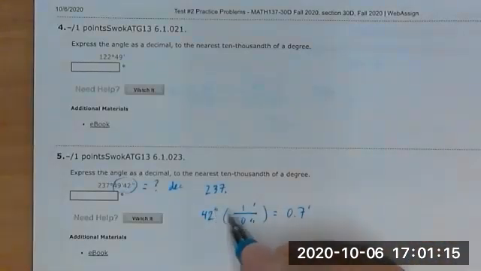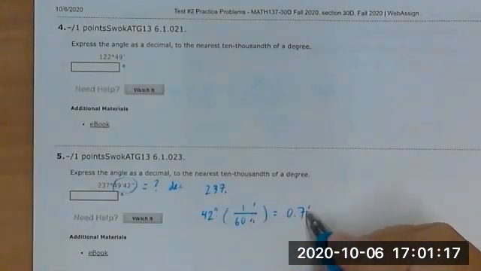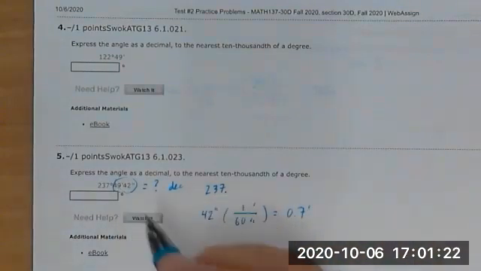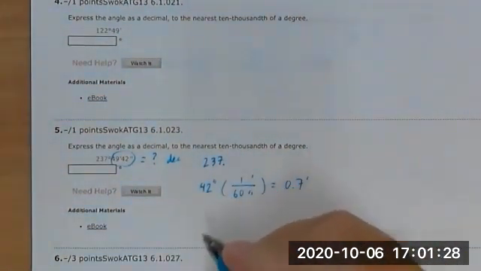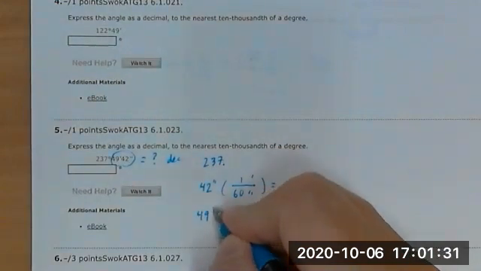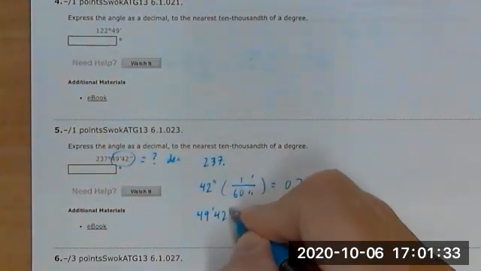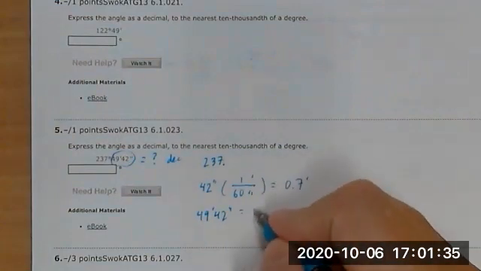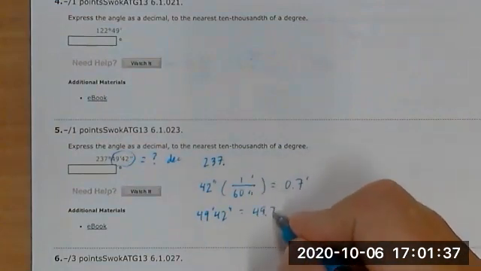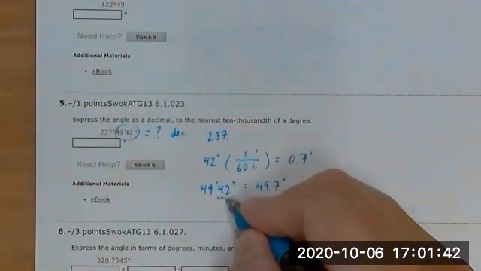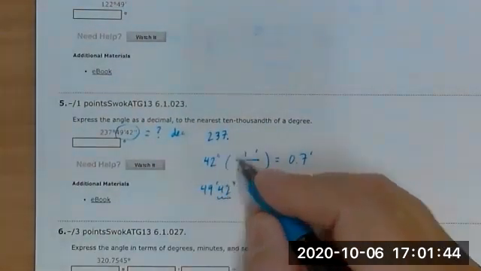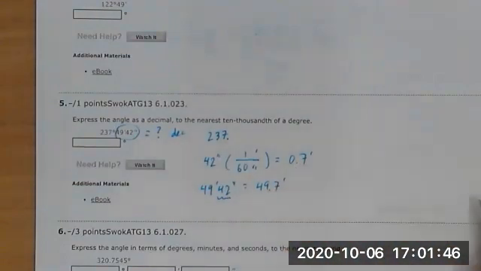So 42 seconds equals 0.7 minutes. I'm going to take that 0.7 minutes and then add it to the 49 minutes. So what I really have is, I can say this, 49 minutes, 42 seconds really equals 49.7 minutes. In other words, this 42 seconds is the same as 0.7 minutes.